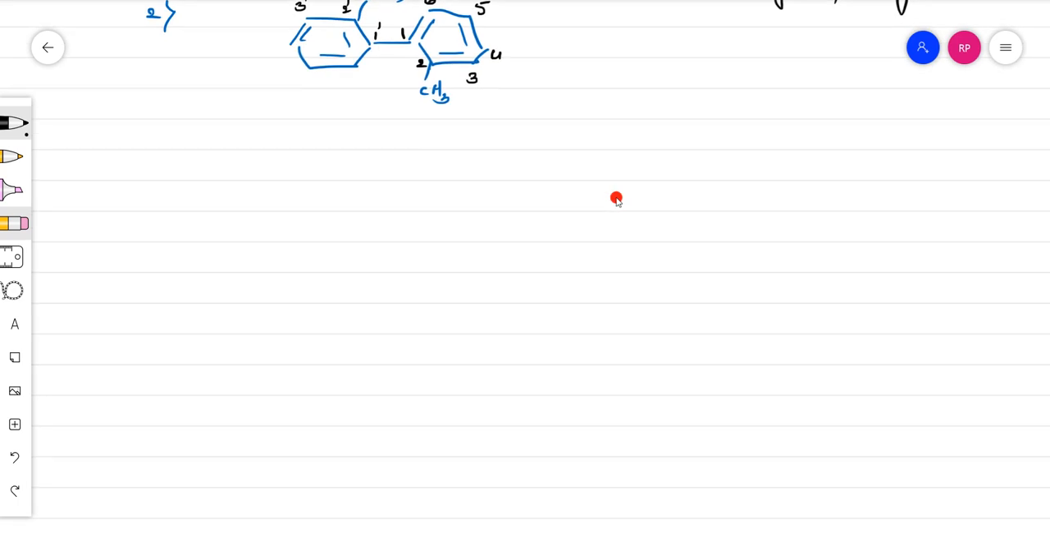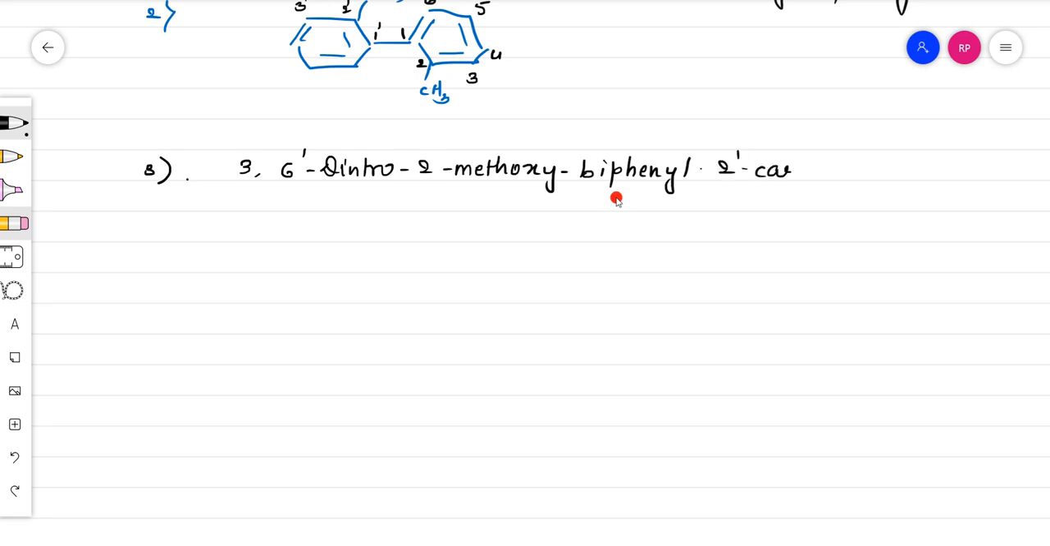Let's do a few more examples. Now let's write one name and then we will write the structure. Suppose it is like this: 3, 6 dash dinitro, 2-methoxy, biphenyl, 2 dash carboxylic acid.